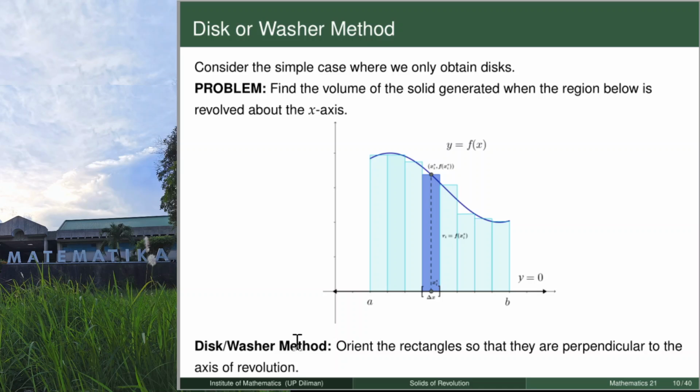Remember that we are going to use the disk or washer method, and therefore we will be using rectangles that are perpendicular to the axis of revolution. This axis of revolution is horizontal, so therefore our rectangles must be vertical. Let us now proceed with finding the volume.